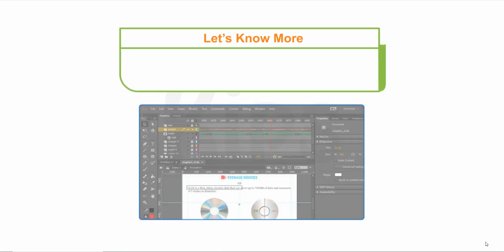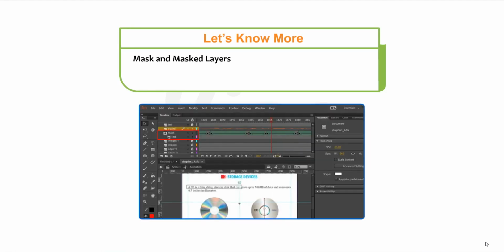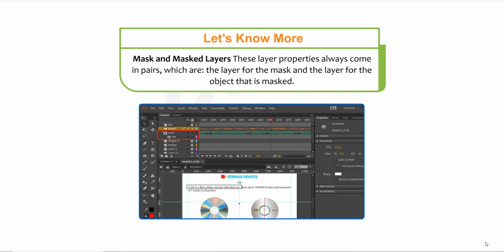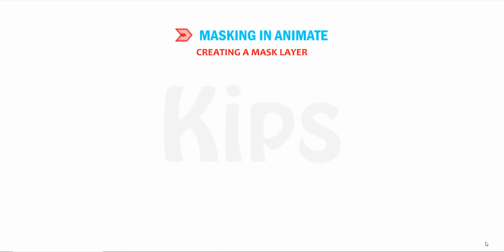Students, let's know more. Mask and masked layers. These layer properties always come in pairs, which are the layer for the mask and the layer for the object that is masked. Okay, let us understand.